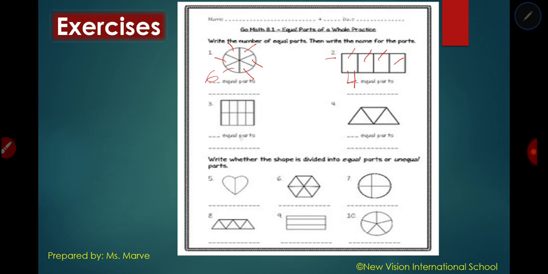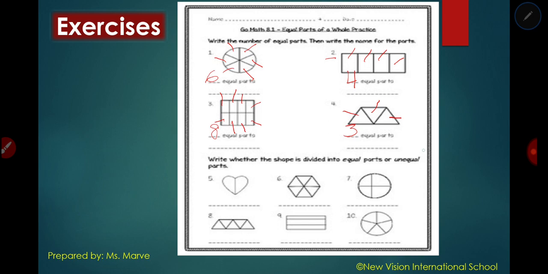This seems many, but let's just count it together. 1, 2, 3, 4, 5, 6, 7, 8. How many are there? 8 equal parts. Very good. How about the number 4? We have 1, 2, 3. Very good. You can write down number 3 here. So how many equal parts are there in number 4? There are 3 equal parts.